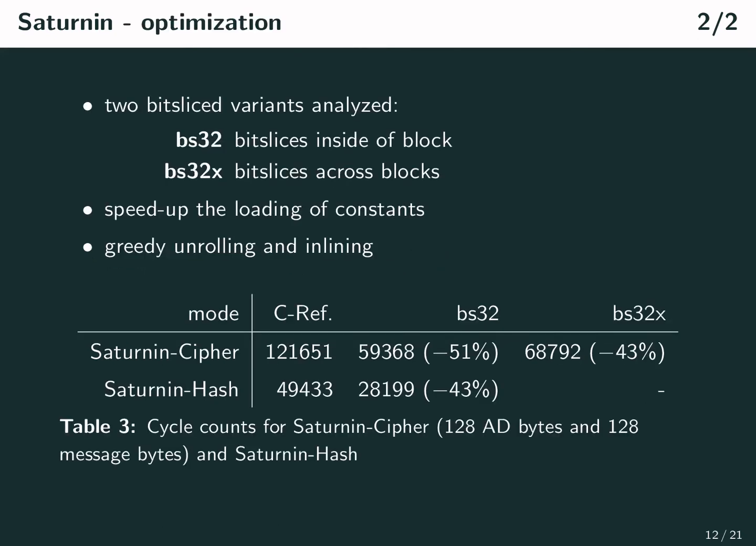In the case of Saturnin, we optimize 2 32-bit available implementations. The BS32 and BS32X implementations both implement Saturnin in a bit-sliced fashion. Their difference is that BS32 bit slices inside of blocks, whereas BS32X bit slices across blocks. We tweaked the code to make sure that any constant would be loaded from SRAM and apply some greedily unrolling and inlining techniques. Table 3 presents the achieved results.